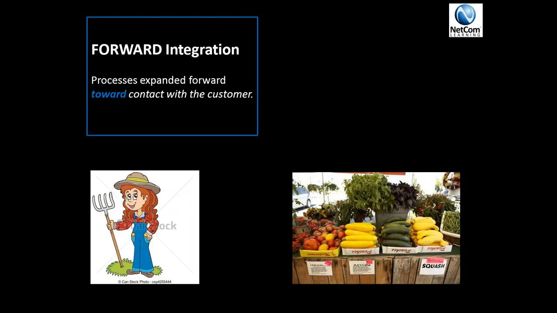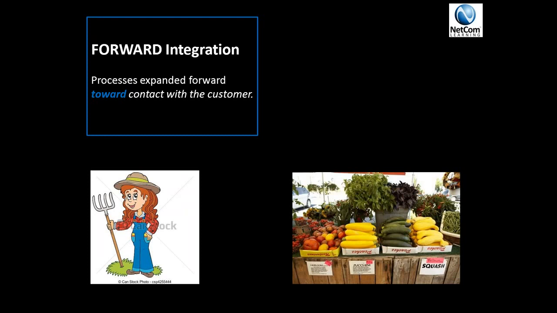Forward integration is when processes expand forward towards contact with the customer. I am a farmer, and instead of selling my produce to a wholesaler, I sell my produce directly on the side of the road, directly to customers. Again, I've introduced another process in my business, but because I introduced a process that's more towards contact with the customer, this is an example of forward integration.